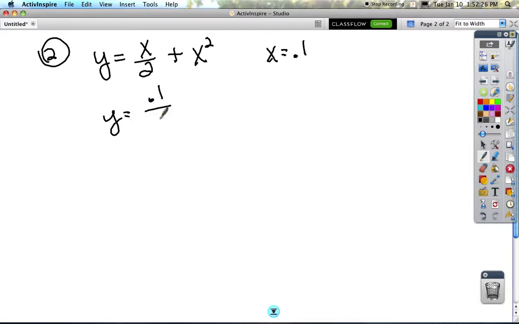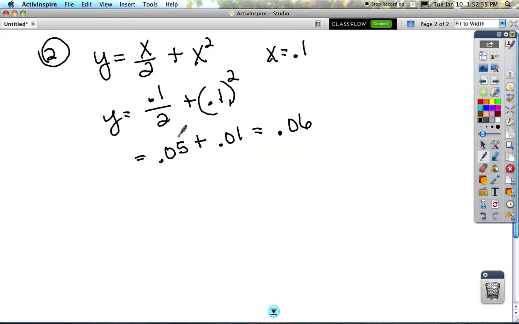So we're substituting the 0.1 in here. So what is 0.1 divided by 2? Well, what is 1 divided by 2? 0.5. 0.05. And what is 0.1 squared? 0.01. So what is my final answer? 0.06. And I would not change that. Now, if you do 6 over 100 and you reduce that to 3/50, okay. But you better be pretty sure of yourself.